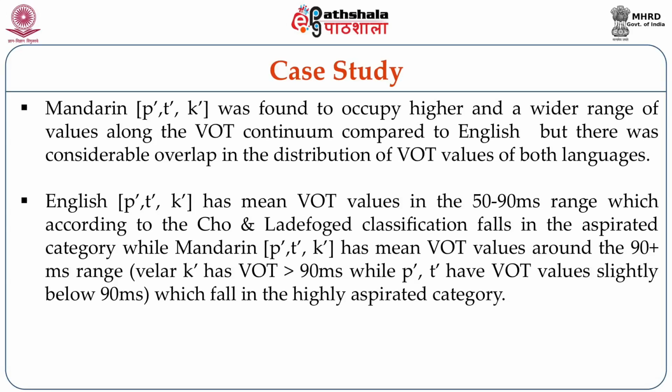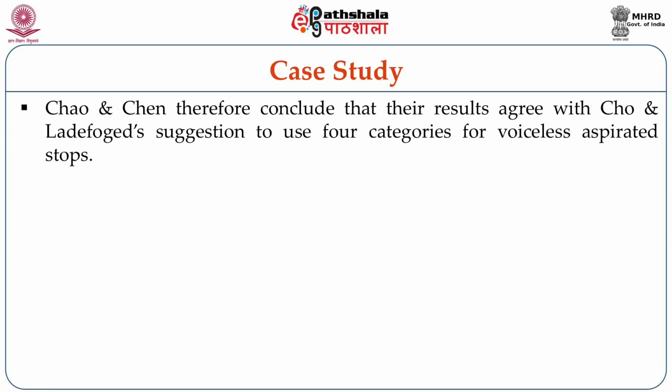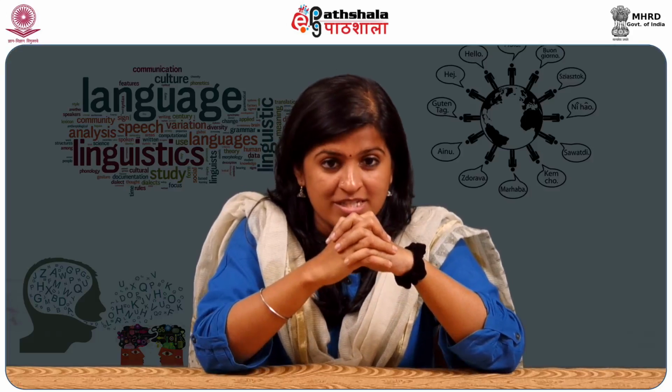Velar k has VOT greater than 90 milliseconds, while p, t have VOT values slightly below 90 milliseconds, all of which fall in the highly aspirated category. Chow and Chen therefore conclude that their results agree with Cho and Ladefoged's suggestion to use 4 categories for voiceless aspirated stops. We will now move on to looking at the methods used in auditory phonetics.